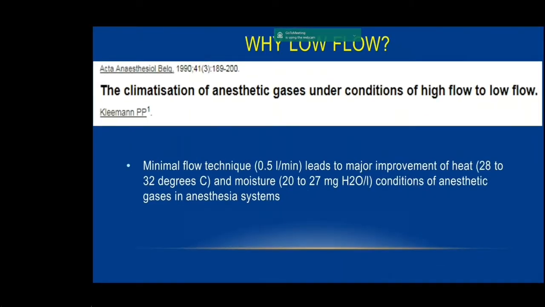There's another reason for low flow. It is more physiological. Whenever you give low flow anesthesia, say 0.5 liters or 200 ml per minute, it leads to major improvement. It causes gases to get warm. They also get moist. And that's the most beautiful function of the nose. Whenever we are passing a supraglottic airway device or an endotracheal tube, we are bypassing the function of the nose.